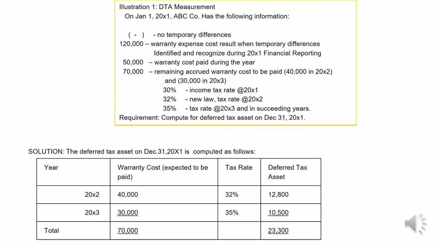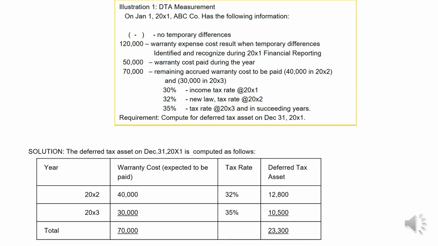This illustration showed deferred tax asset measurement. Requirement: compute for deferred tax asset on December 31, 20x1. Solution: the deferred tax asset on December 31, 20x1 is computed as follows.